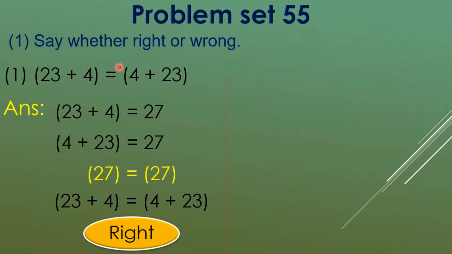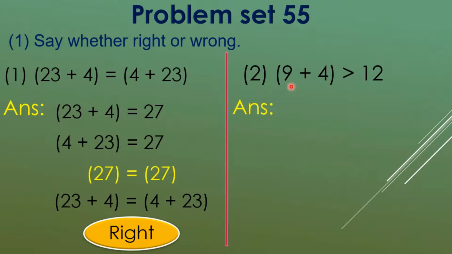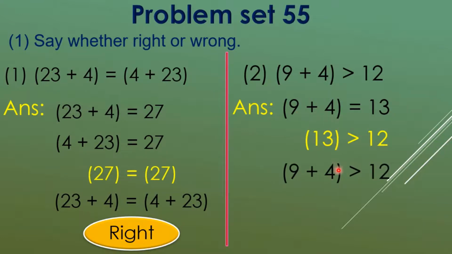Second example, we have 9 plus 4 is greater than 12. So let us decide whether this statement is right or wrong. For this, let us find out the value of the expression 9 plus 4. We know that 9 plus 4 is equal to 13 and 13 is greater than 12. So, we say the expression 9 plus 4 is greater than 12. Hence, we say the given statement is also right.